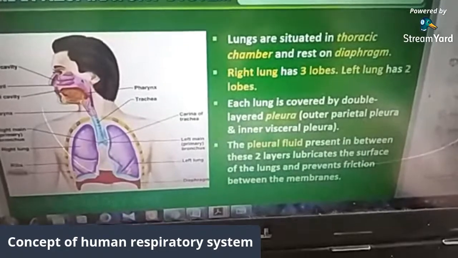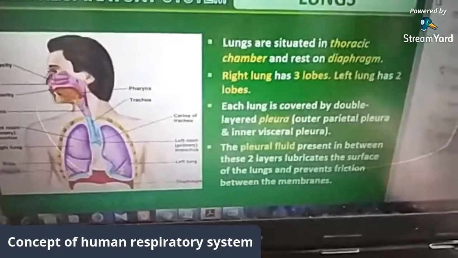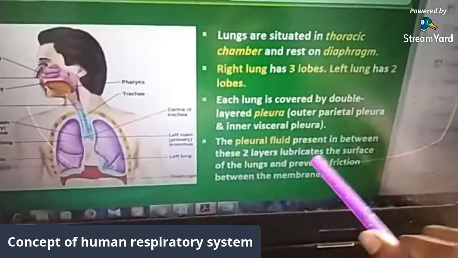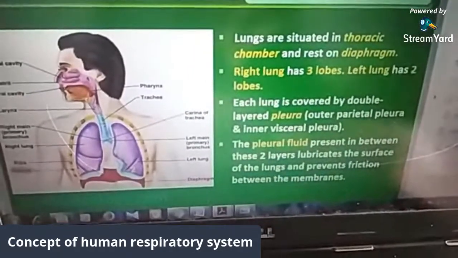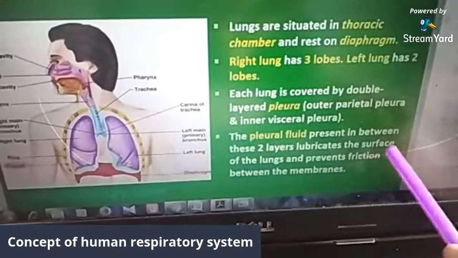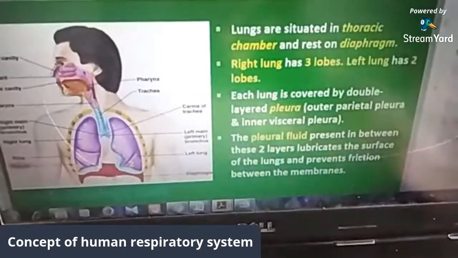Clear? The pleural fluid present between these 2 layers lubricates the surface of the lungs, maintains the humidity of the lungs and prevents friction between the membranes. Clear?